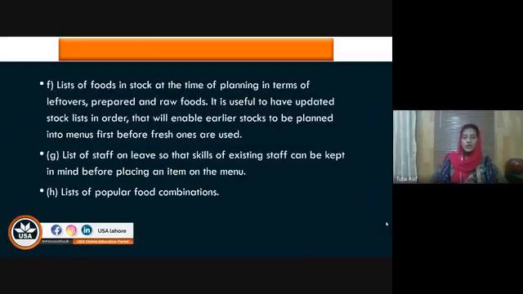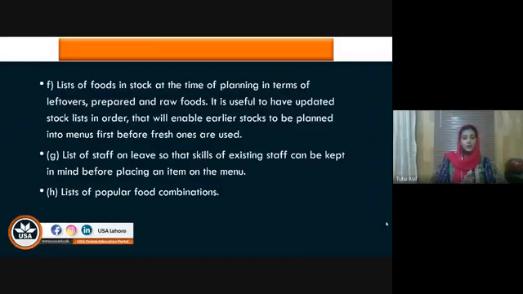Then you must know that the list of foods in stock at the time of planning, in terms of leftovers, the prepared ones and the raw foods, it is useful to have an updated stock list in order. That will enable earlier stocks. You must always keep the raw materials in your inventory, in your pantry beforehand, because due to some market fluctuations or some ups and downs in the market, sometimes on the day, ready to go, you may not be able to find something. So those things should always be present in your pantry beforehand.